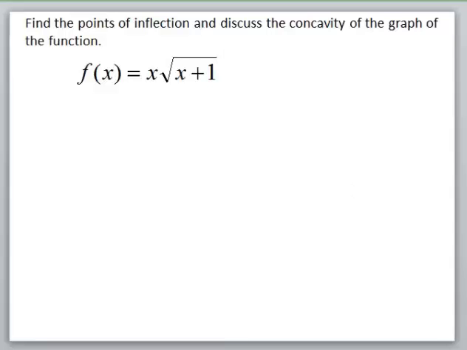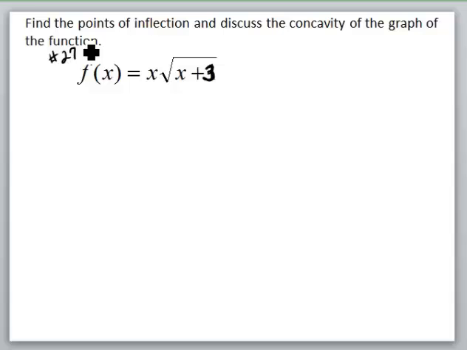Okay, this is a problem from your assignment. I'm just going to change this to a 3. This is number 27. So feel free to go ahead and put this with your assignment. The first thing I'm going to notice is that it does say find the points of inflection and discuss the concavity. So I am talking about the second derivative.